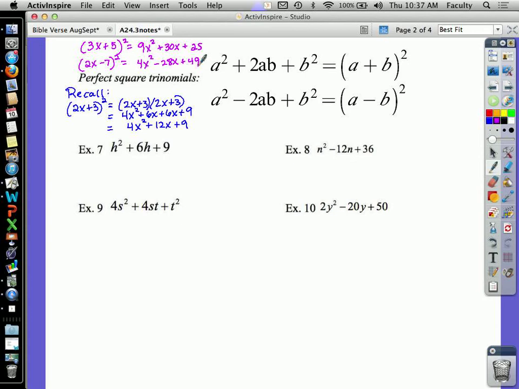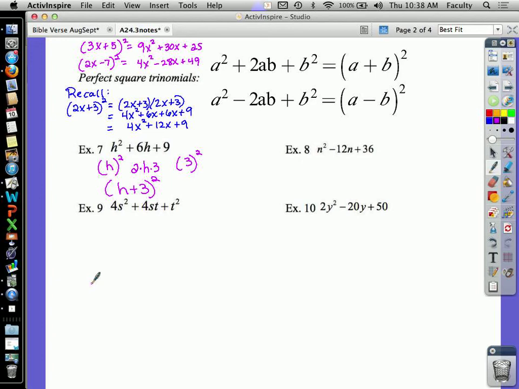So now, in example 7, if I want to factor h squared plus 6h plus 9, here's how I do it. You have to check. This is h being squared. This one's 3 being squared. And to get the middle, is it 2 times the h times the 3? Here's the h, there's the 3, and you double it. Yes, that works. So this factors into h plus 3, the quantity squared.